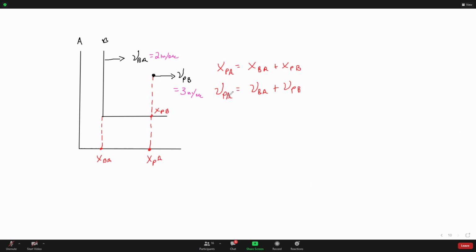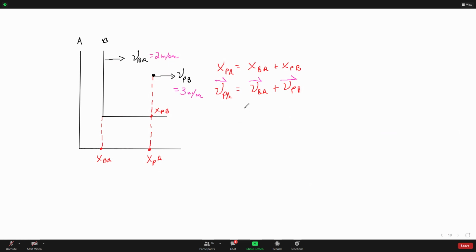The velocity of the particle as measured in A is the velocity of B as measured in A, plus the velocity of the particle as measured in B. I've written this as a one-dimensional equation, but in fact it can be generalized to 3 dimensions by simply saying these things are vectors. They have X, Y, and Z components. Now, V of B with respect to A is a constant.